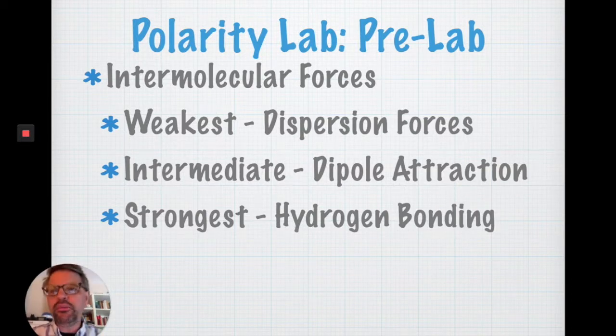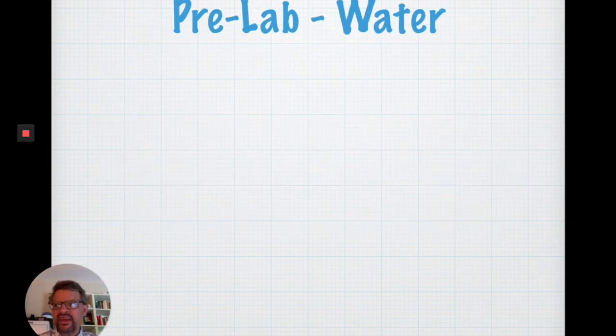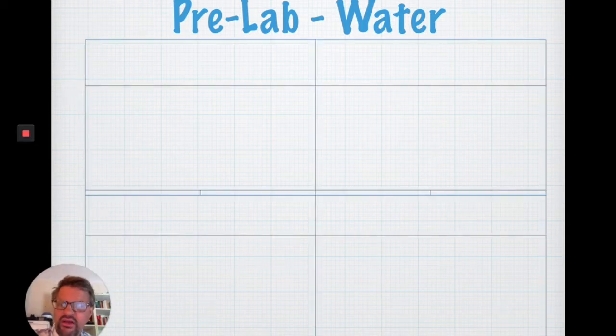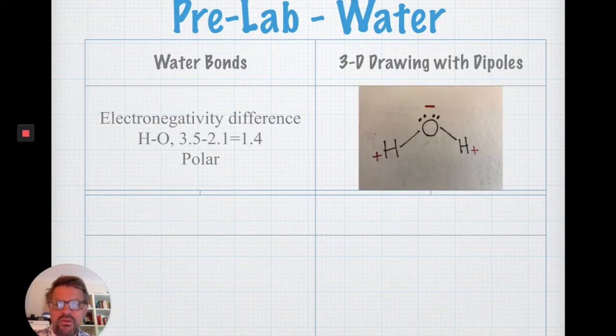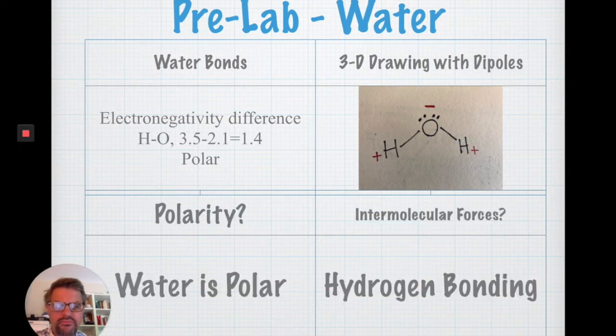Okay. Now, in the first part of the lab, we're looking at the flow rate of water, hexane, and ethylene glycol. Okay. So here's water. Okay. And we know that it's polar based on the electronegativity difference in the bond and on the shape of the molecule. Okay, oxygen is negative, and the hydrogens are positive. So water is polar. Intermolecular forces, water is attracted to itself through hydrogen bonding.